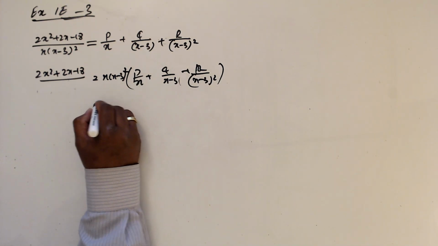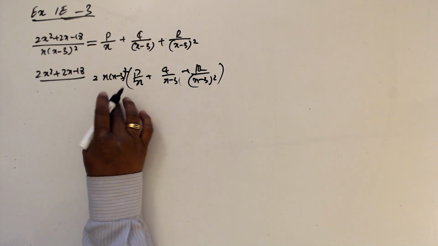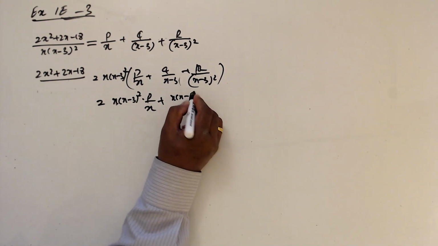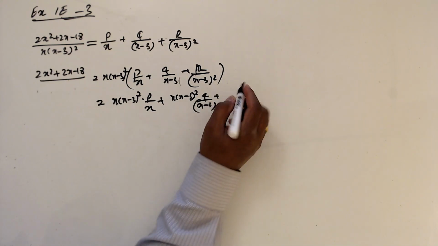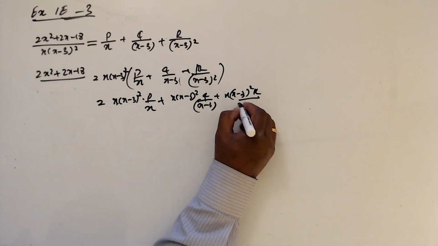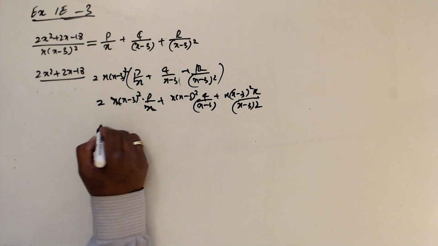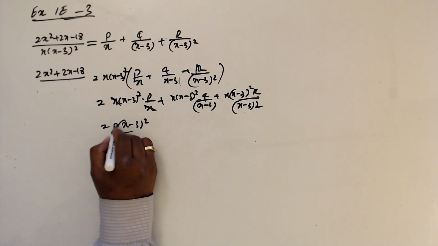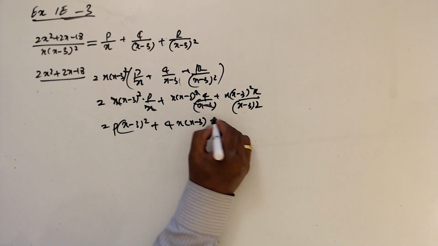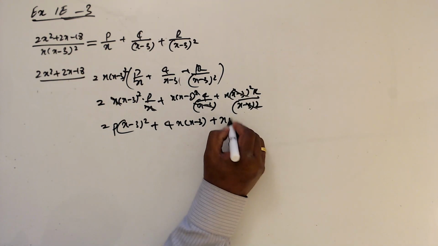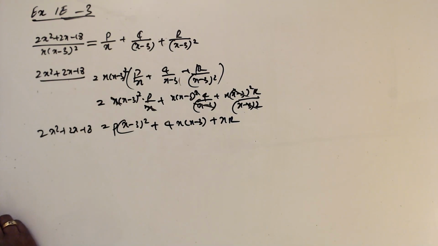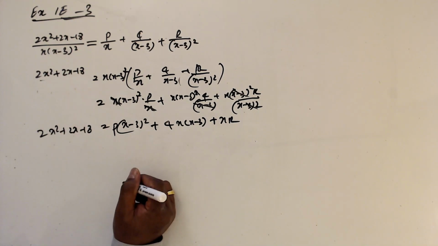So this is going to be p times, okay, I will write one more term, x times (x minus 3) square over p over x, plus x times (x minus 3) square times q over x minus 3, times x times (x minus 3) square. This is a waste of time, but just for your information, this is cancelled out. So (x minus 3) square p, then this is x minus 3, one cancels out, q times x(x minus 3), and then this cancels out, this is xr. So 2x square plus 2x minus 18 is this one. Yeah, we'll stay with this one and we'll work now.